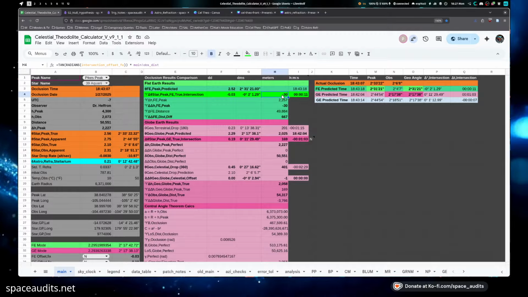We're off by, I'm sorry, this is meters. We're off by 30 meters because we can also convert this angle into distance. Distance is also convertible into angle, or angle equals distance, using central angle theorem and all that, which is what the globe is all predicated on. So we can turn this into a meter amount. So we see that this is 30 meters of intersection difference.